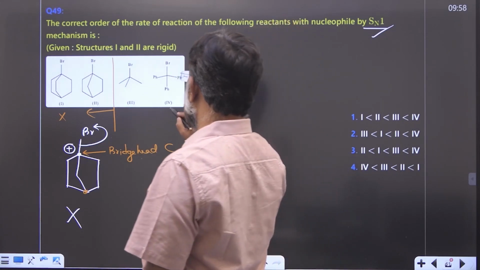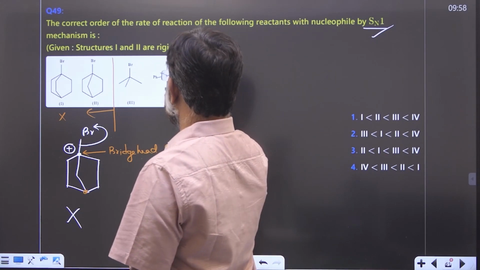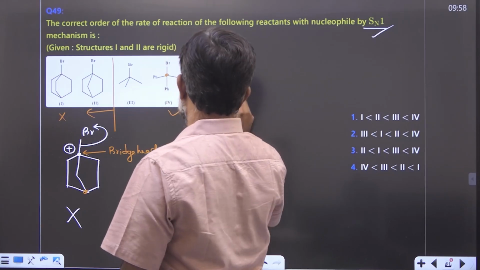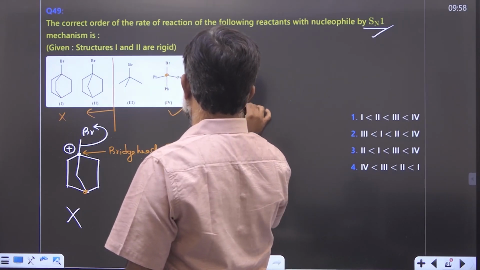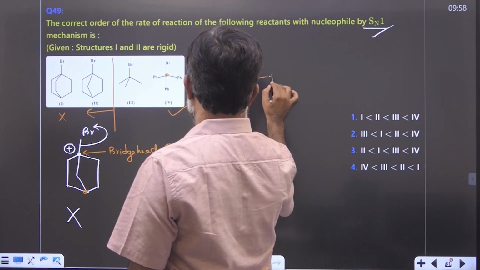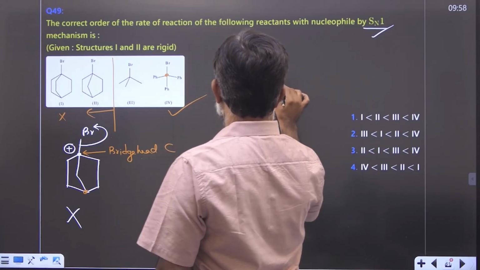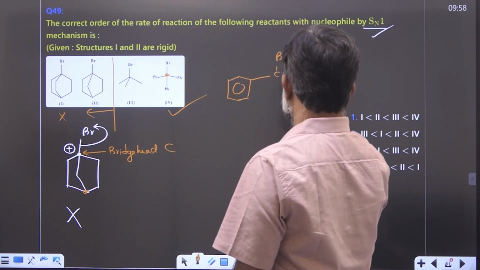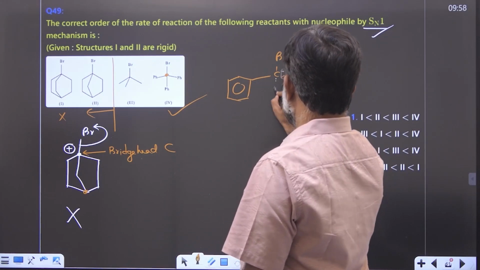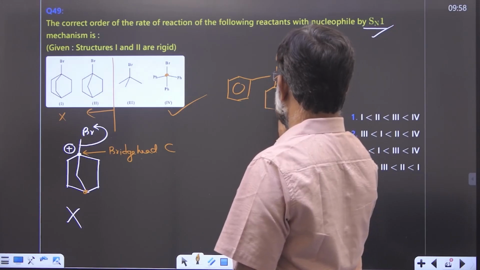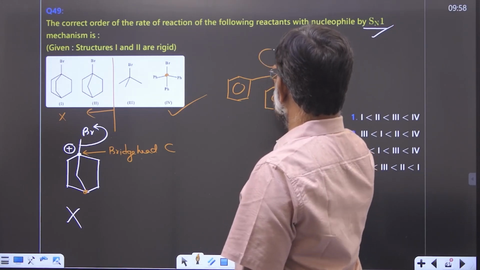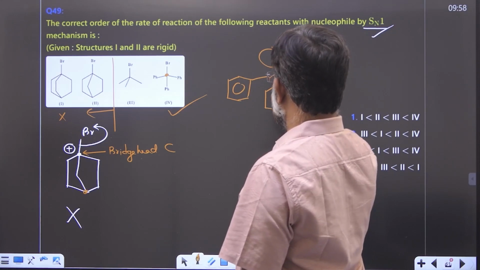No doubt 4 will be maximum, because this carbocation is highly stable due to resonance. You see, the fourth one is a triphenylmethyl carbocation. Imagine this bromine goes, you get a carbocation here.